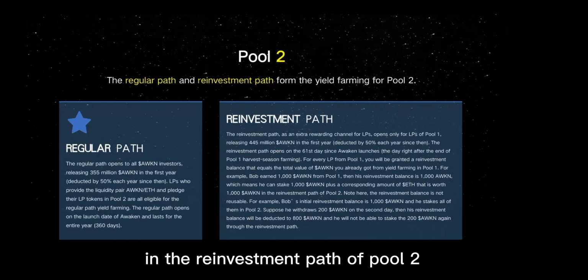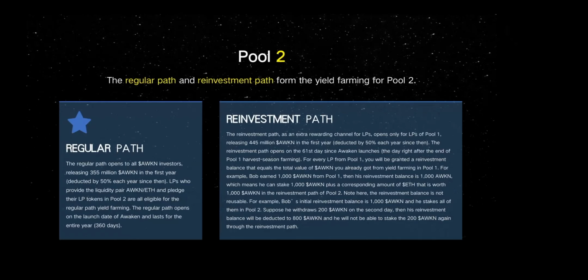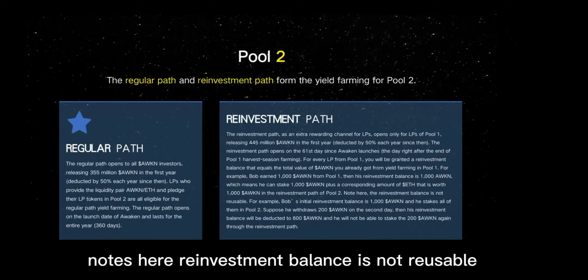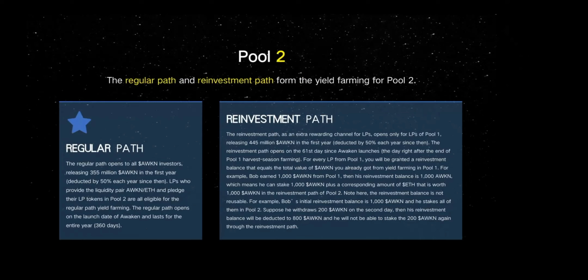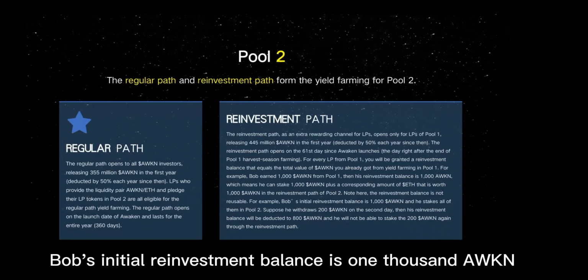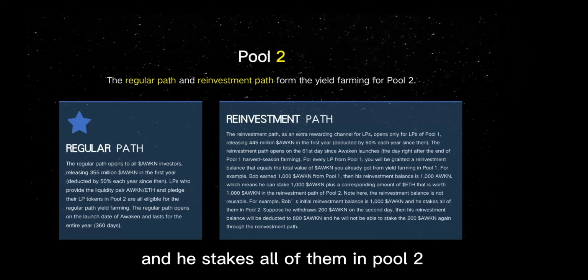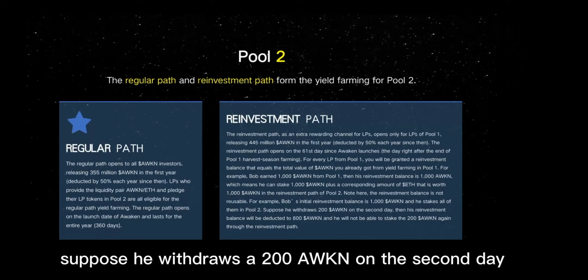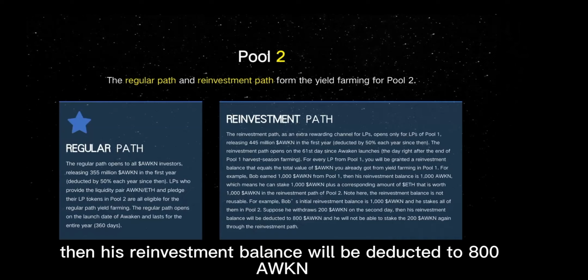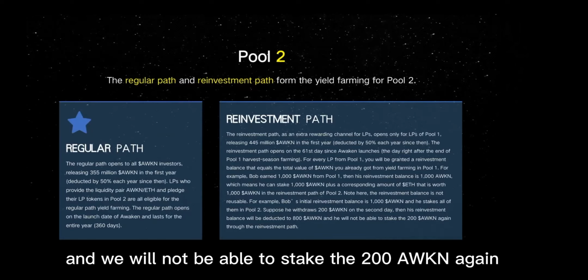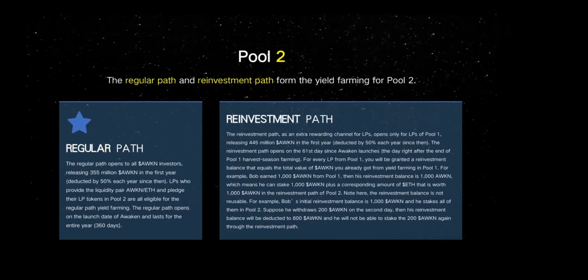In the reinvestment path of Pool 2, note here the reinvestment balance is not reusable. For example, Bob's initial reinvestment balance is 1,000 Awaken, and he stakes all of them in Pool 2. Suppose he withdraws 200 Awaken on the second day, then his reinvestment balance will be deducted to 800 Awaken, and he will not be able to stake the 200 Awaken again through the reinvestment path.